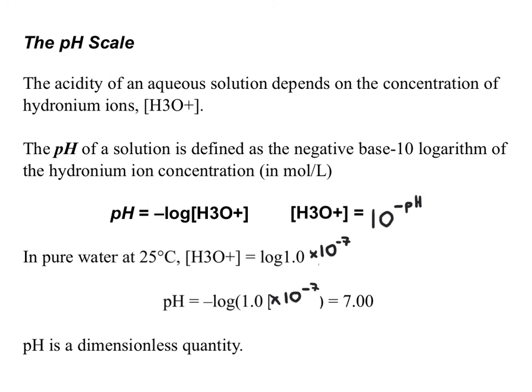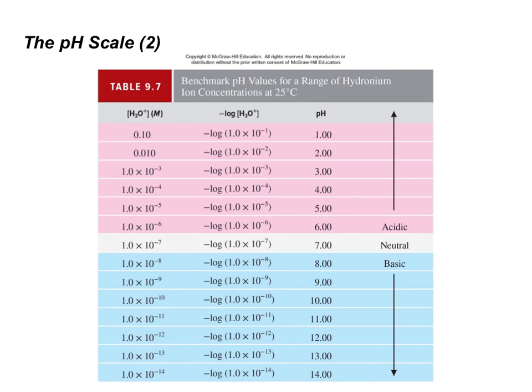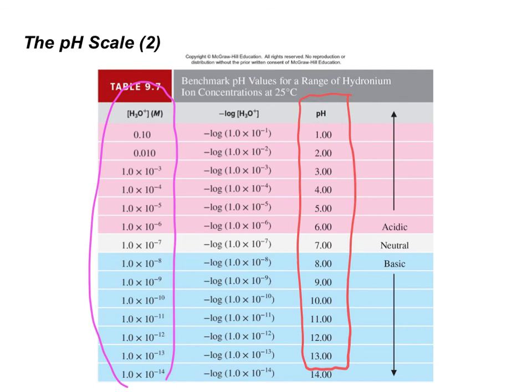pH is a dimensionless quantity, i.e. it does not have units. Here is a table showing your pH scale and which concentrations are acidic and which concentrations are basic, along with the corresponding hydronium ion concentrations. Notice that the powers of the hydronium ion concentrations are the negative values of the actual corresponding pH values. So for example, pH 13 has a hydronium ion concentration of 1 times 10 to the negative 13 molar.